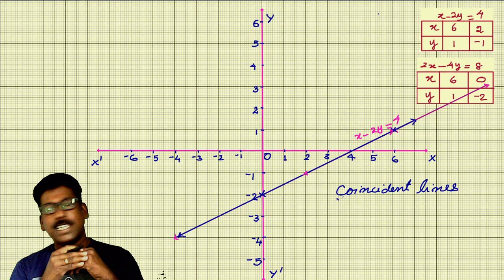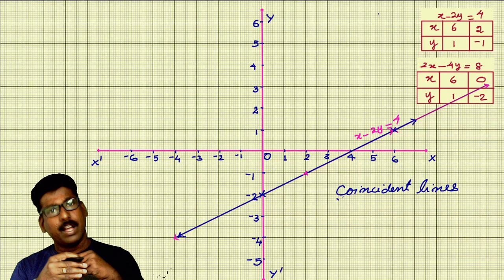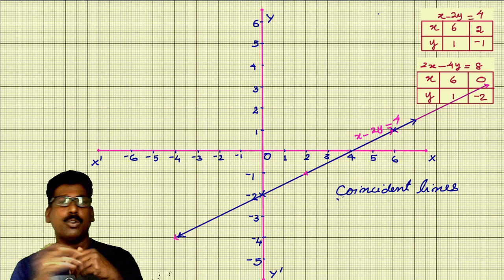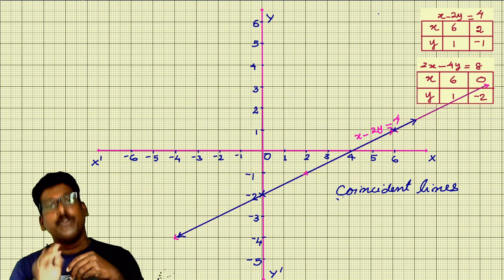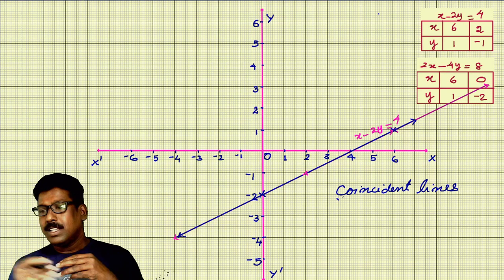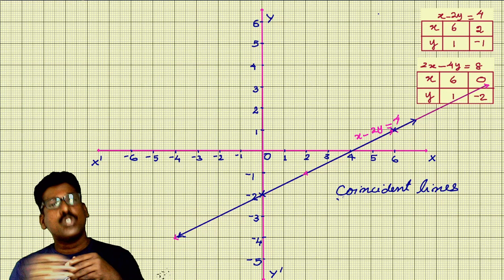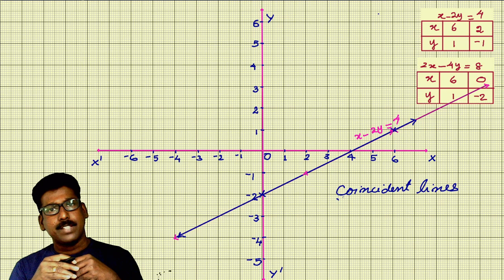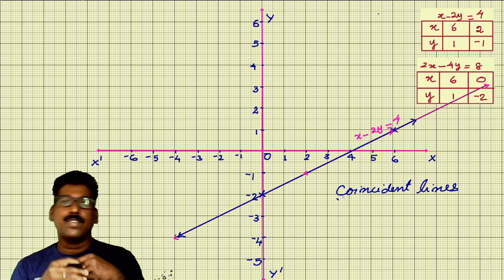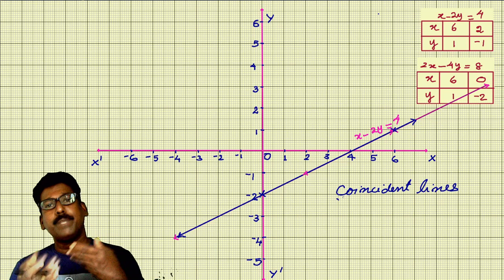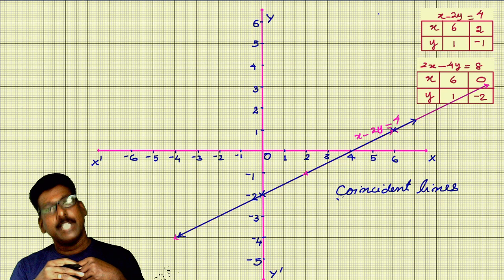Now for coincident lines, how many solutions can we have? Here, if it is intersecting at one point, you already know you will get a unique solution. Here, each point on these lines is a solution of these 2 equations. So we can say in this case we can have infinitely many solutions. Now let me take another pair of linear equations.